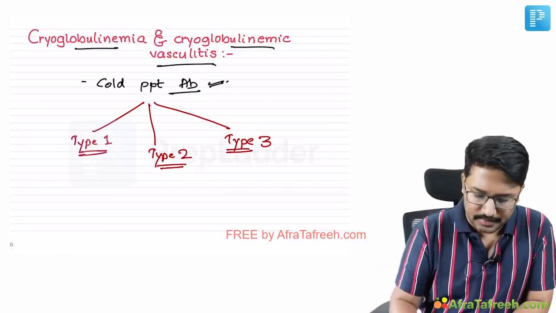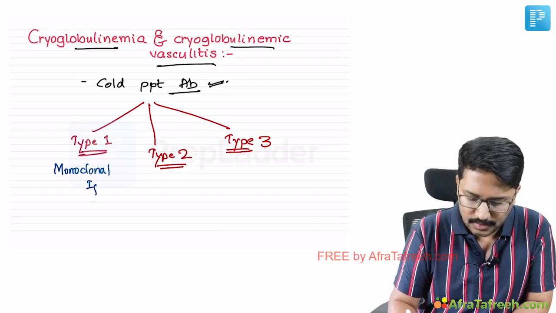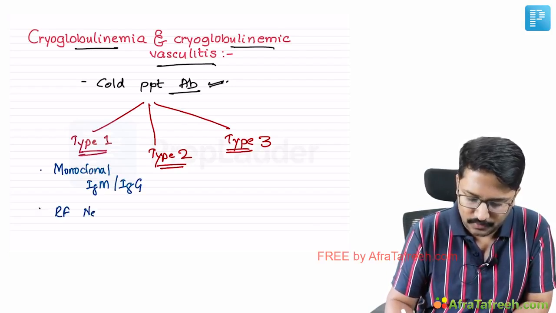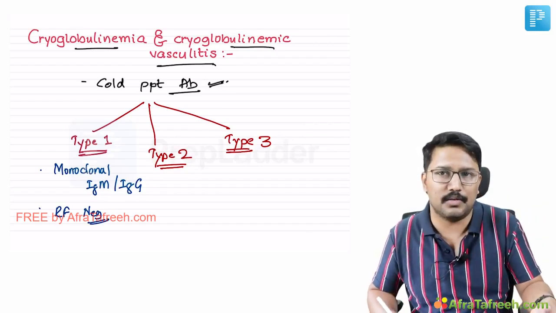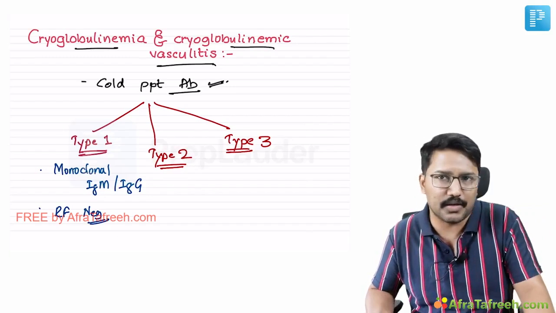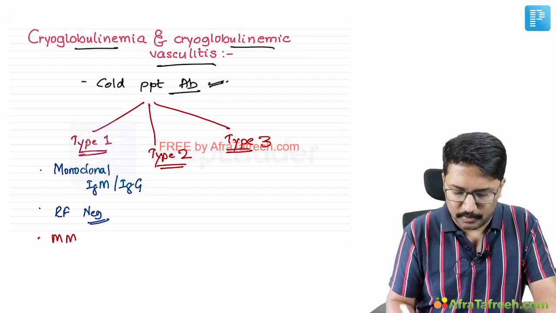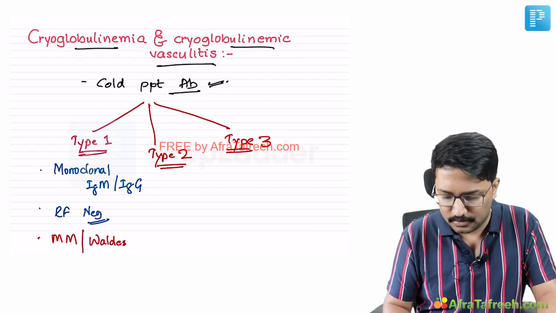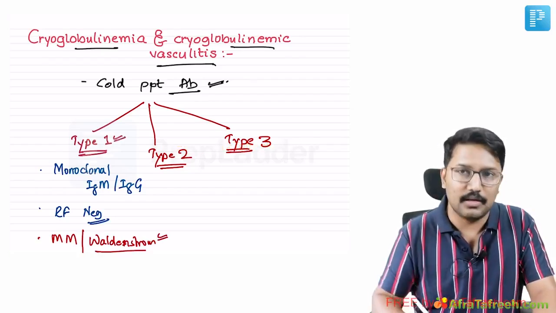So in type 1, we have monoclonal IgM or IgG present, and RF activity is usually negative. That means these patients have a monoclonal proliferation of IgM producing cells or IgG producing cells. So typically we're talking about multiple myeloma or Waldenström macroglobulinemia when we talk about type 1 cryoglobulinemia.